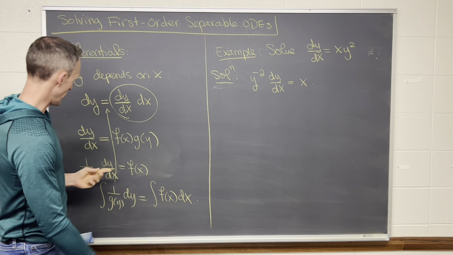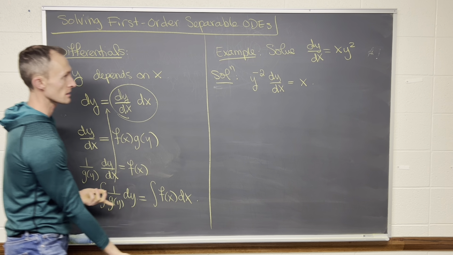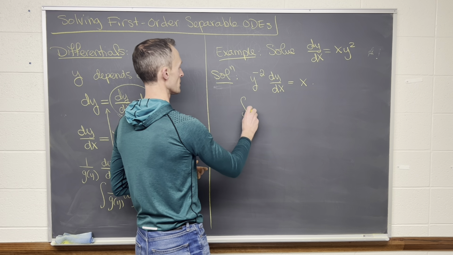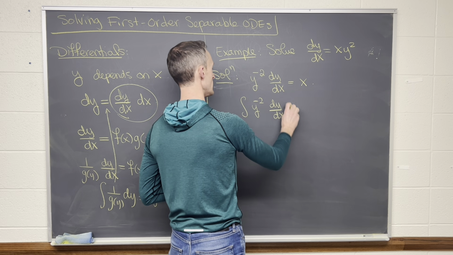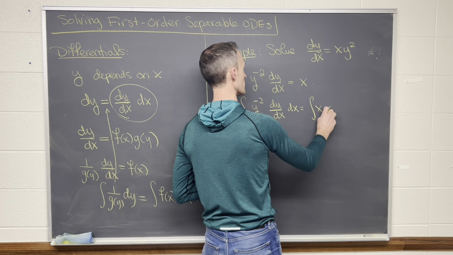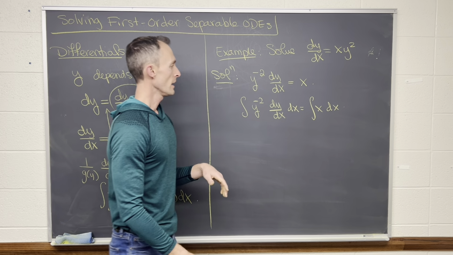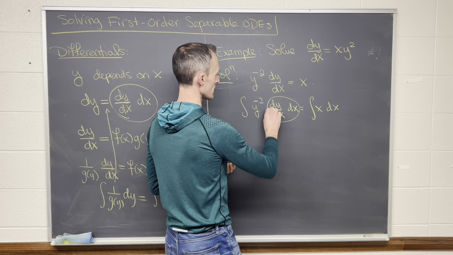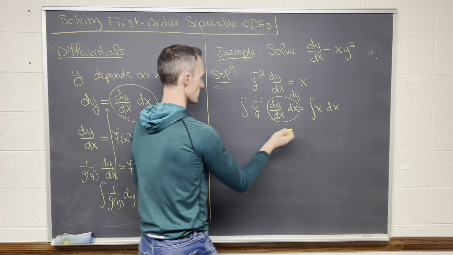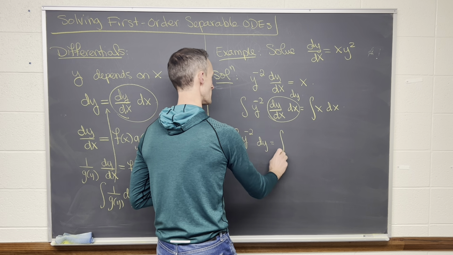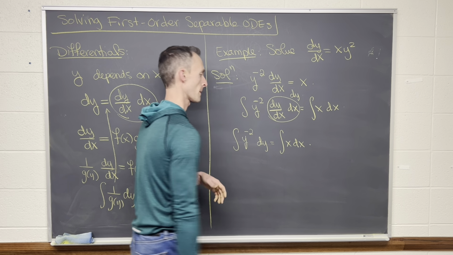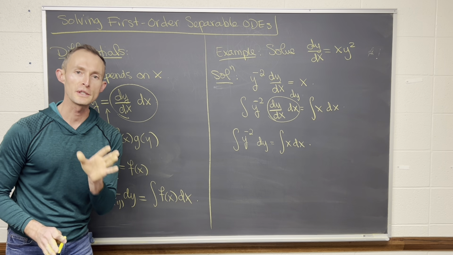And then what did I do? I integrated both sides with respect to x. So if I integrate with respect to x, I'm going to get the integral of y to the minus 2 dy dx is equal to the integral of x dx. Okay. And then we use the fact that this is just dy. So this really becomes the integral of y to the minus 2 dy is equal to the integral of x dx. Okay?